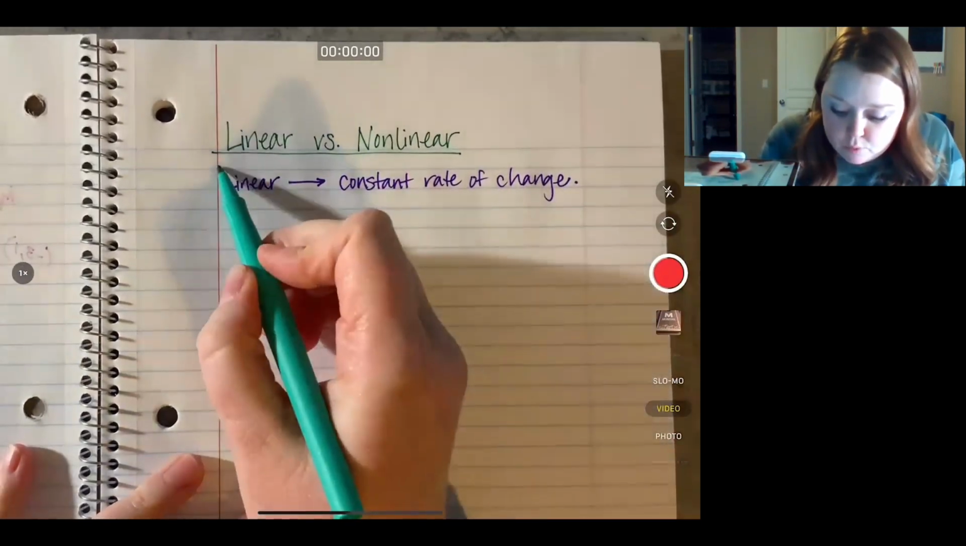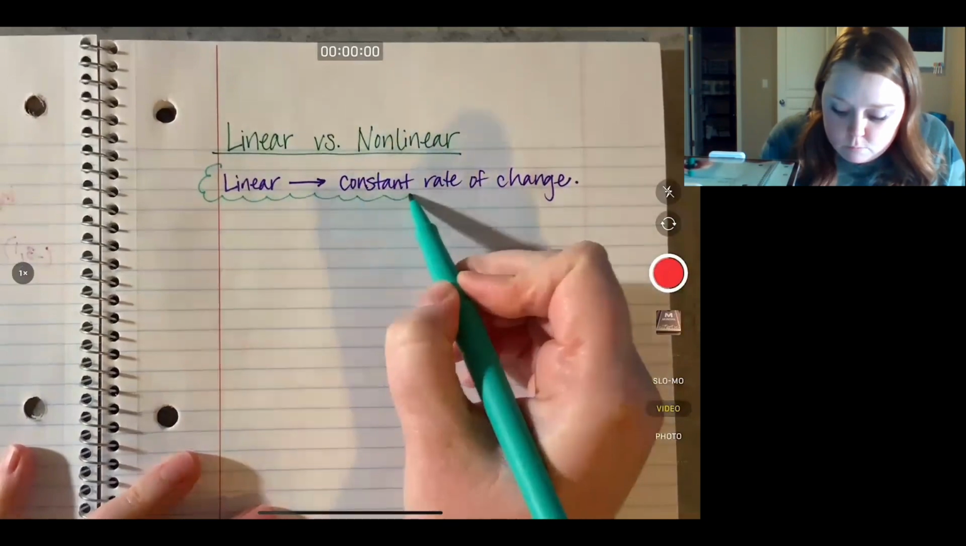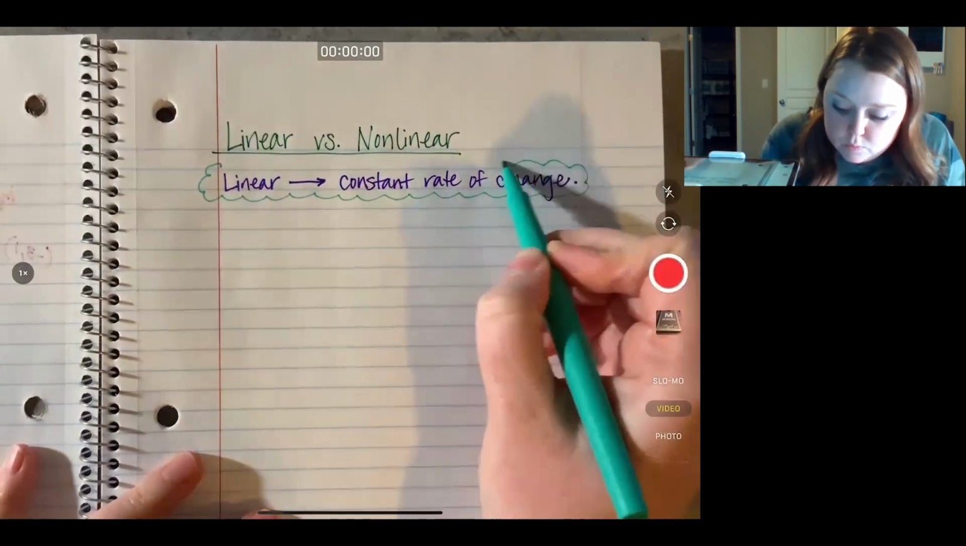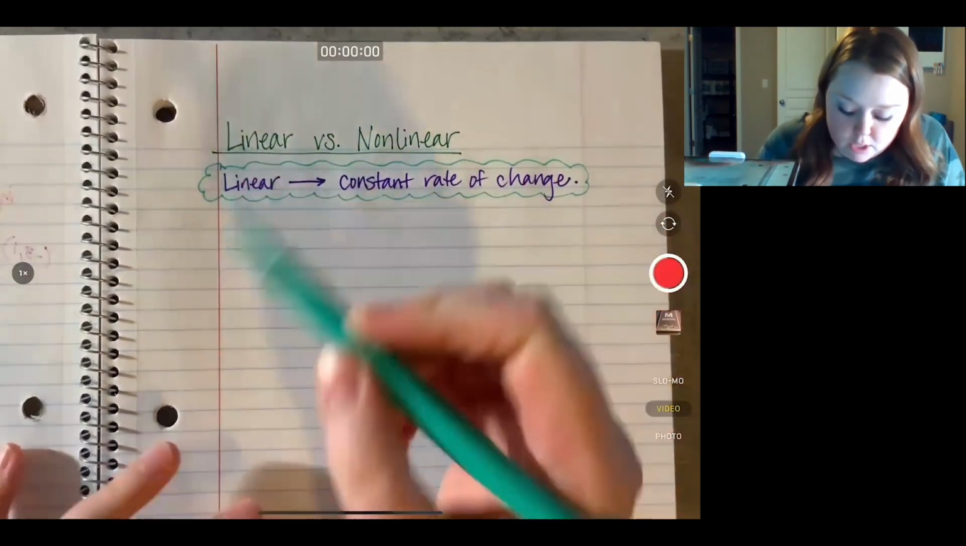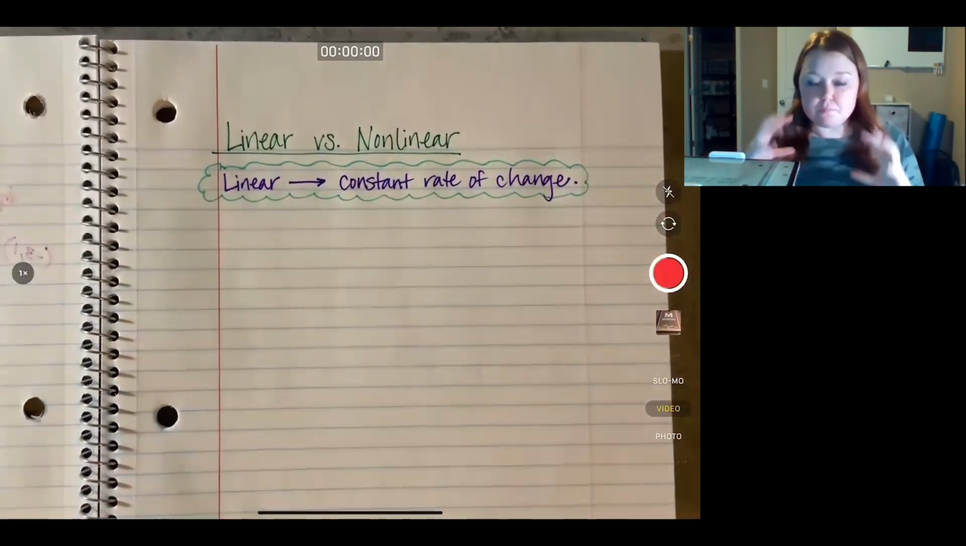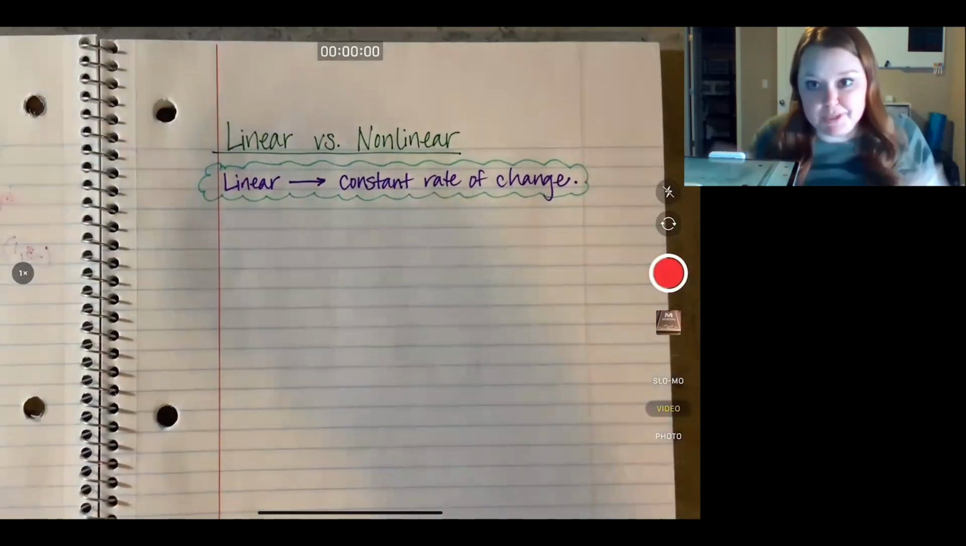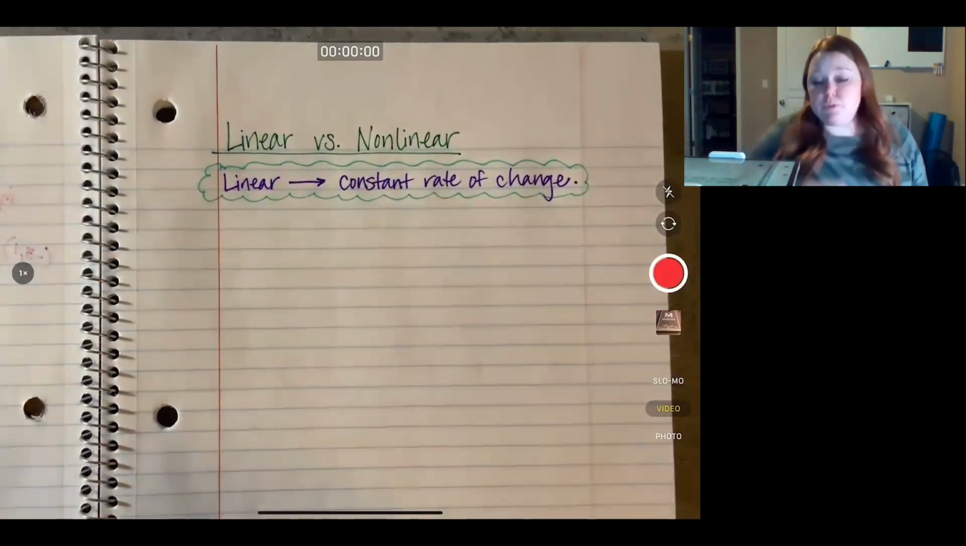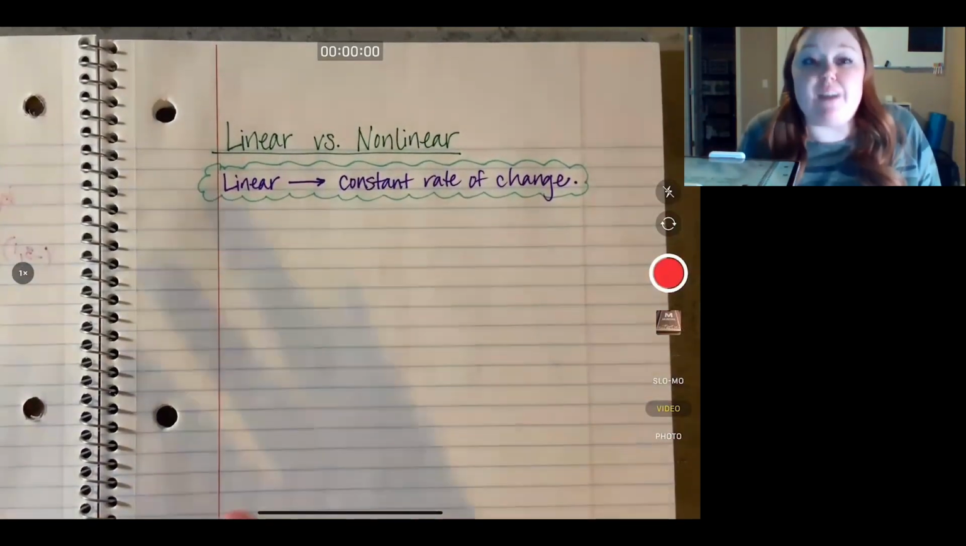It is very important, so maybe bubble this, highlight this, whatever you want to do to make it stand out. But for something to be linear, it has to have a constant rate of change, okay? It'll make more sense as we go. Pinky swear. So I keep saying in order for something to be linear.